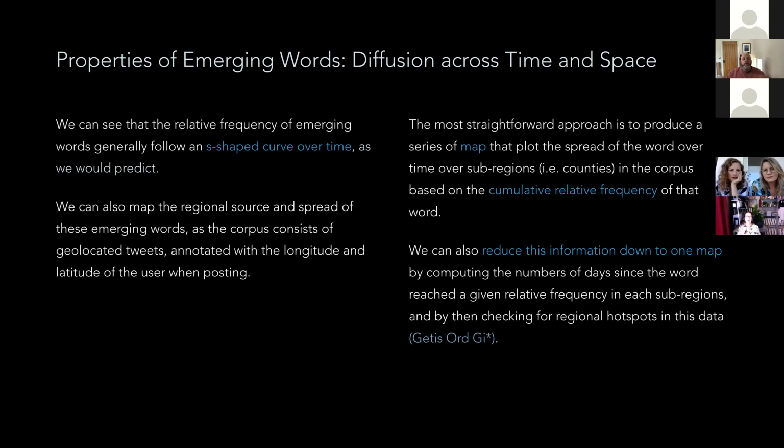So on day 1, we map the relative frequency of the word in each county. And then on day 2, we map the relative frequency of the word on day 1 and day 2 in each county. And on day 100, we map the relative frequency of the word for all the tweets from day 1 to 100 in each county. And then we can look at these over time and see a change over time. We can also reduce this down to one map. I'm not going to go into the details here, but I'll show you the example in a second.